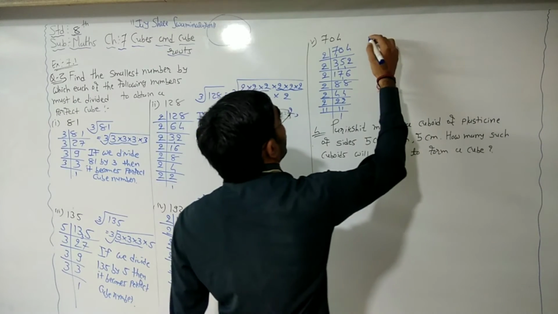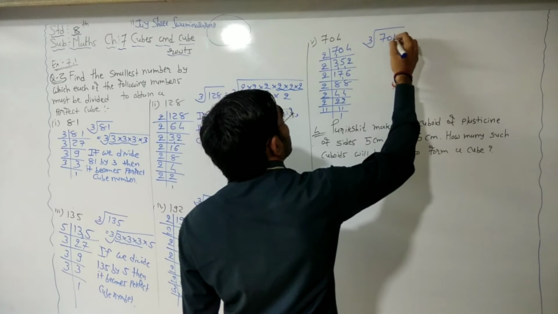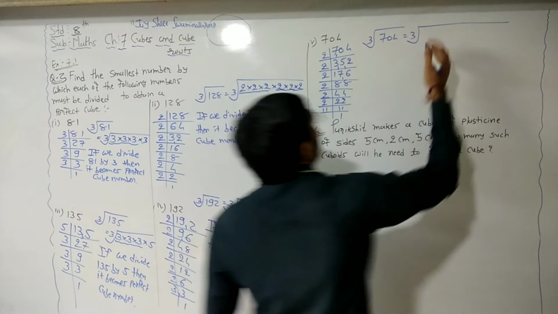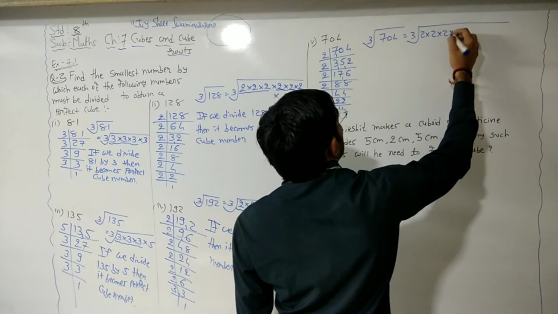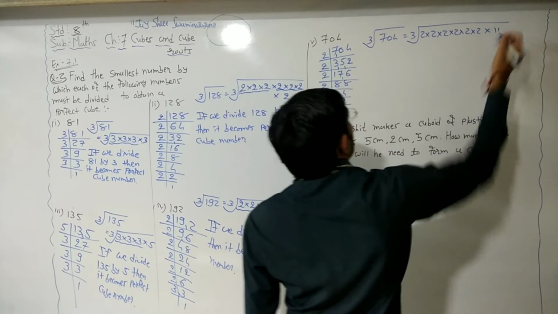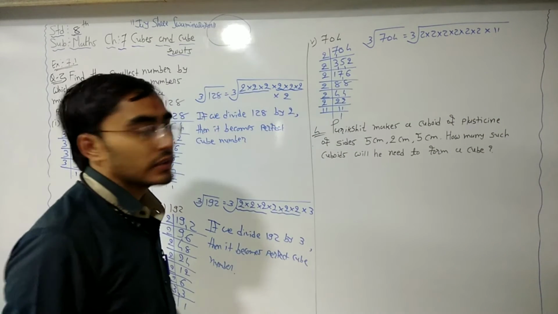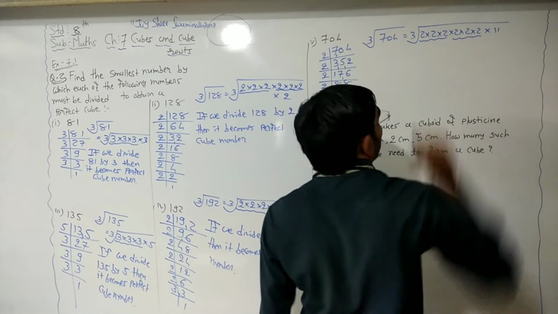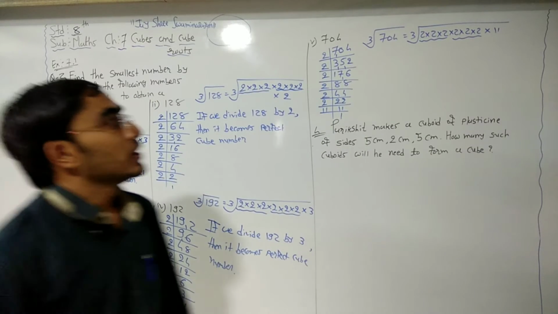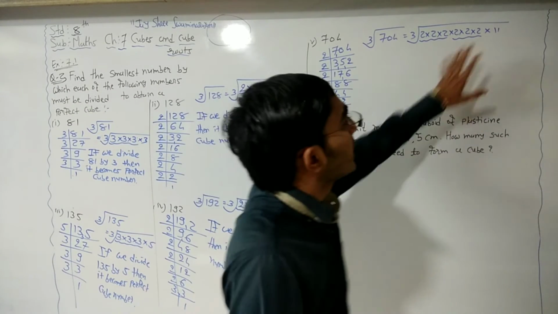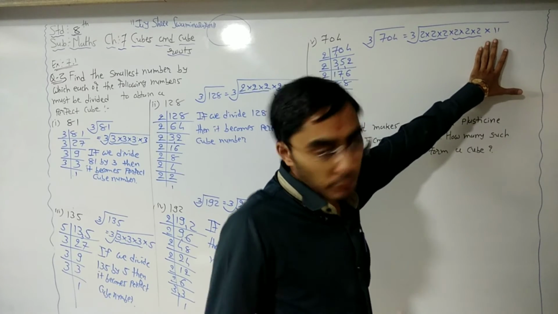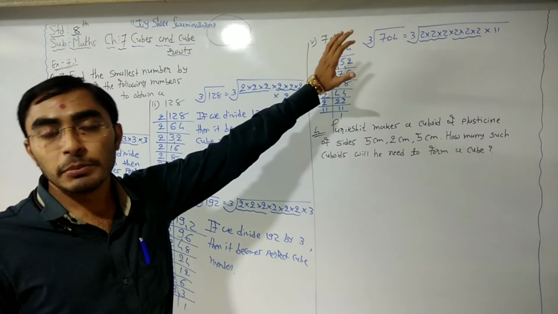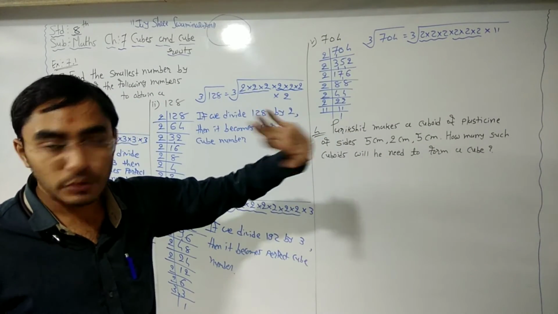Okay. Now cube root of 704. 1 2 3 4 5 6, 6 times 2. And 1 time 11. Now make the pair of 3 numbers. So first pair, second pair, and 1 time 11. Okay. So now here 11 is extra. So we need to remove this 11. So for that what we need to do? For that we need to divide the number by 11. So it becomes a perfect cube number.